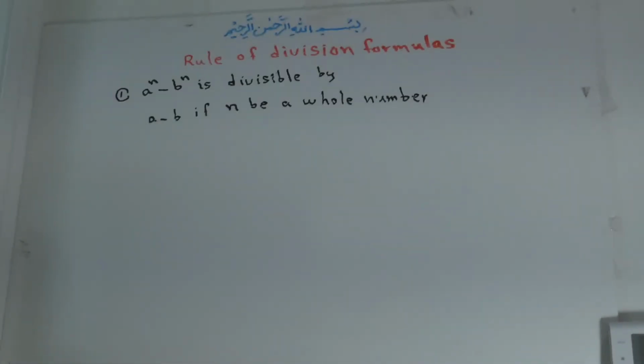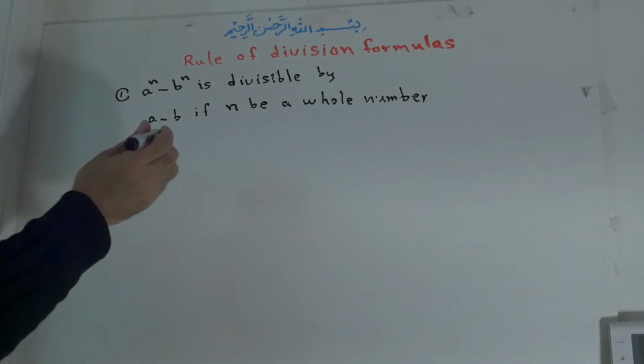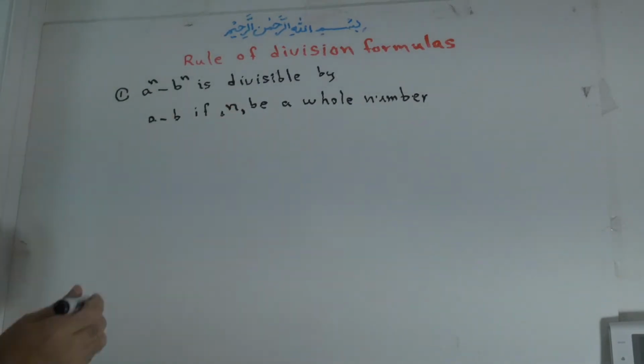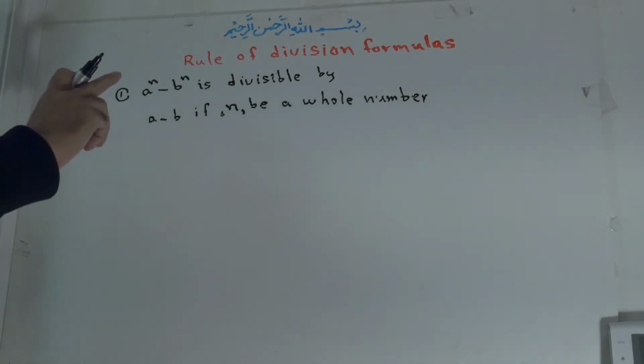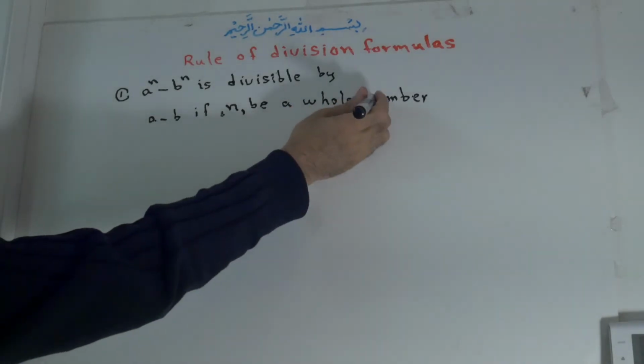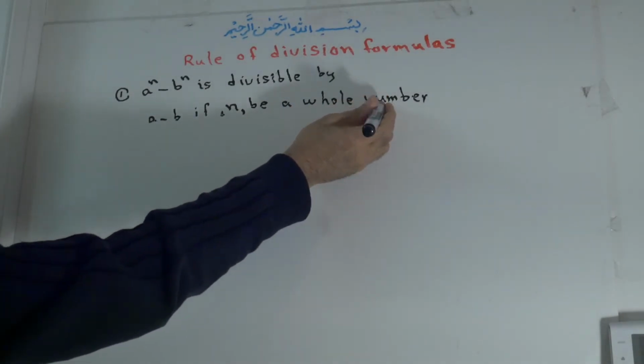Whole number means any complete number, for example 1, 2, 3, 4, 5, 6, 7, 10. All of these numbers are whole numbers, but fractions and decimal numbers are not whole numbers. Like 1 over 2 is not a whole number, or 0.5 is not a whole number. So a to the power of n minus b to the power of n is divisible by a minus b if n is a whole number. It can be a whole even number or a whole odd number.